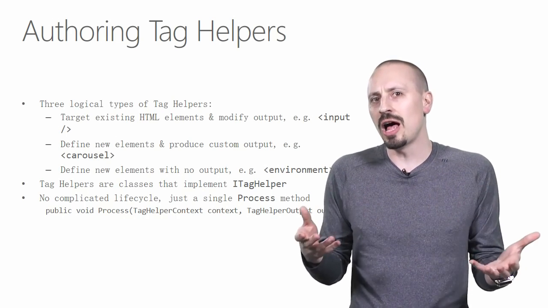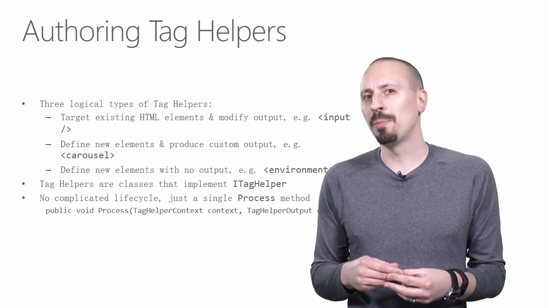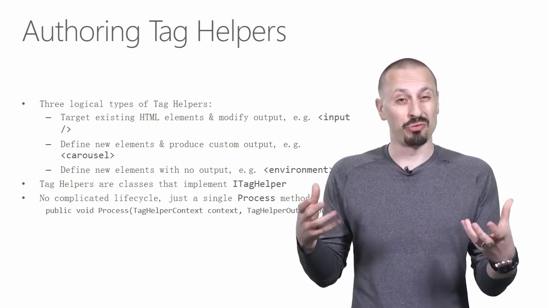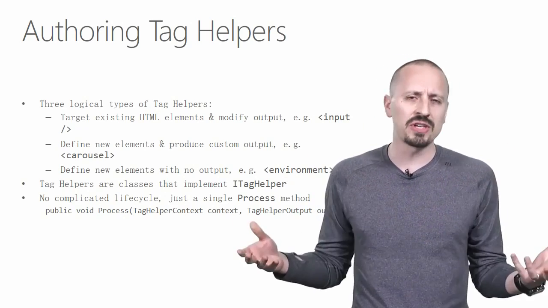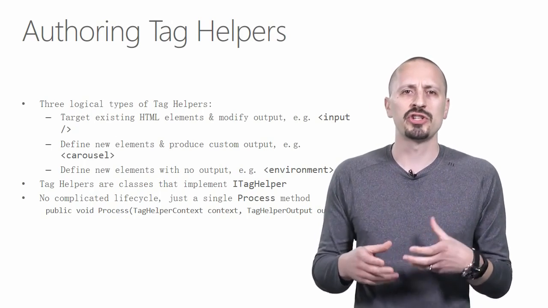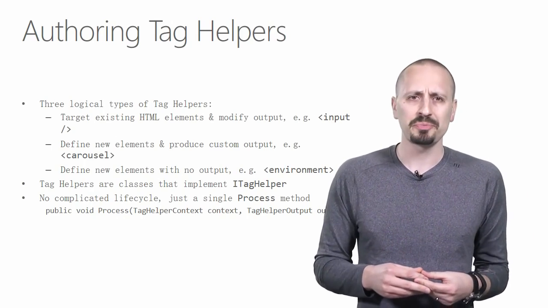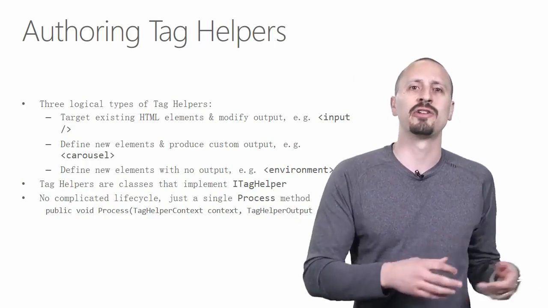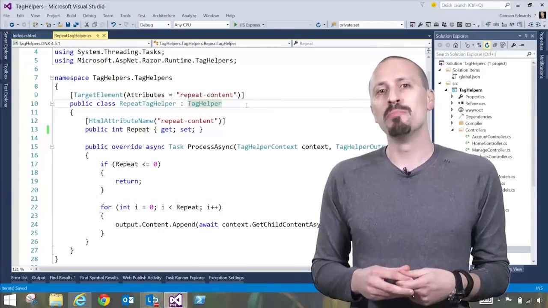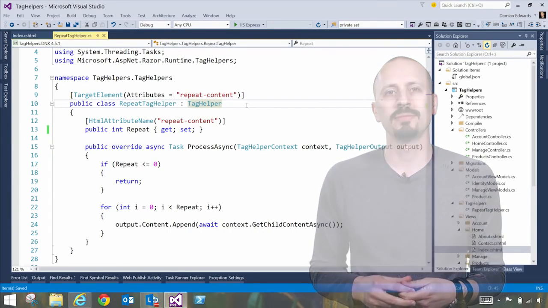Tag helpers are just classes that implement the ITagHelper interface. And that interface is really simple. It has just one method, Process. There's no complicated life cycle or anything else to worry about. Just a context object that's passed in and an output object that you use to build the output that gets sent down to the browser. Let's take a look at building a simple tag helper.